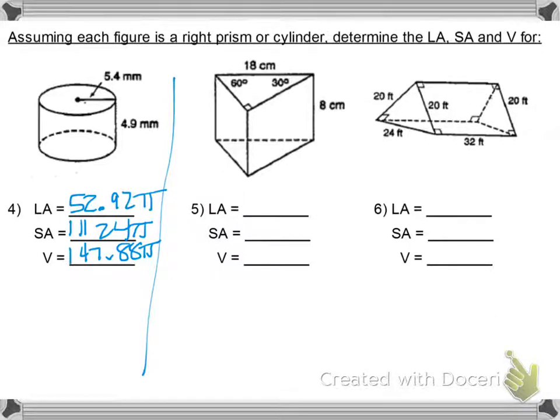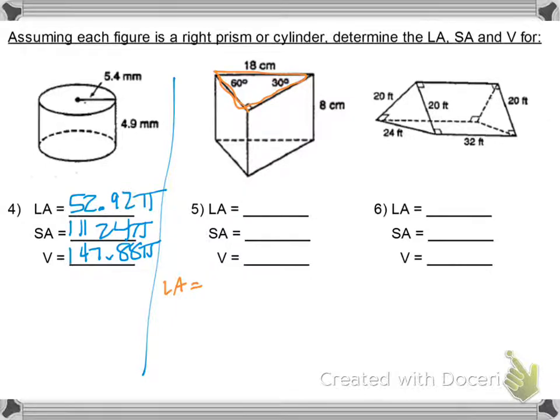I am going to work number 5. For the lateral area, first you have to decide what it is. So this is a triangular prism. And so I'm going to start out for my lateral area. I need to do the perimeter of the base times the height. So I'm going to look up at this triangle, because to get the perimeter, I need to know all the sides. Well, notice this is a 30, 60, 90 triangle.